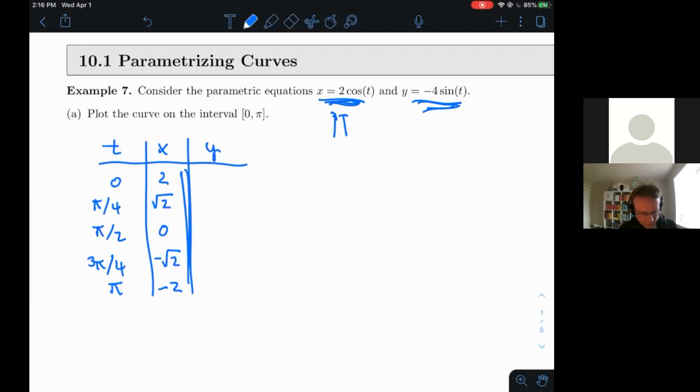Now for our y values. If I plug in 0 for sine, I'm going to get 0 times who cares, right? And likewise, if I plug in pi into sine, I also get 0. If I plug in pi over 2, I'm going to get 1, multiplied by -4, we get -4. If I plug in pi over 4 or 3 pi over 4, I get √2/2. So when I multiply that by the -4 here, I'm going to get -2√2.